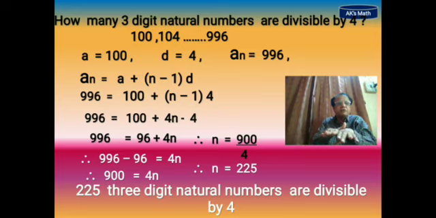तो इसमें ऐसे 225 नंबर बैठने वाले हैं जो 100 से लेके 996 तक हैं. Remember the question very properly. How many 3-digit natural numbers are divisible by 4? Always divisible by 4, divisible by 6, divisible by 5 means d is equal to 4, d is equal to 5, d is equal to 6.